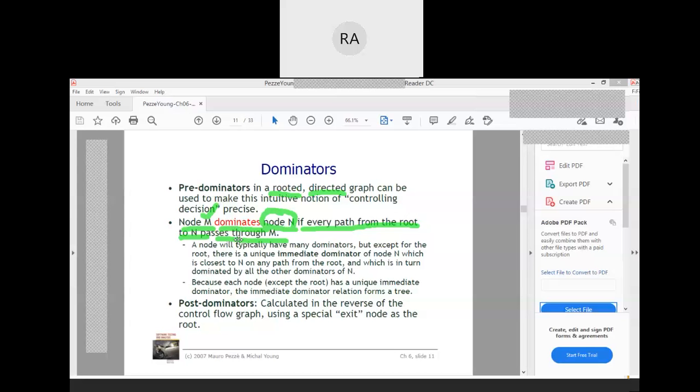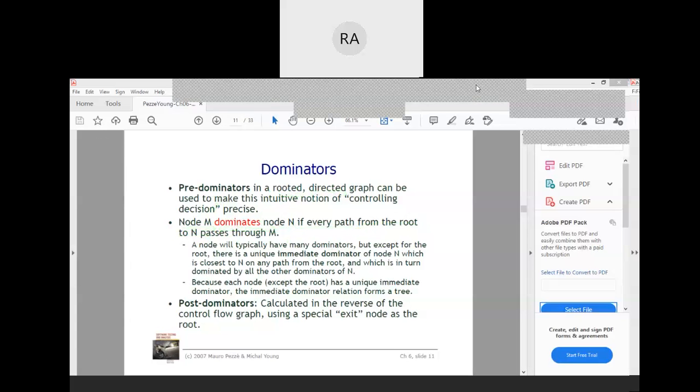In that case, I can say node M dominates node N. Okay, so in this case, node M becomes the dominator. That is a predominator, because node M is present before node N. That's why it is a predominator.